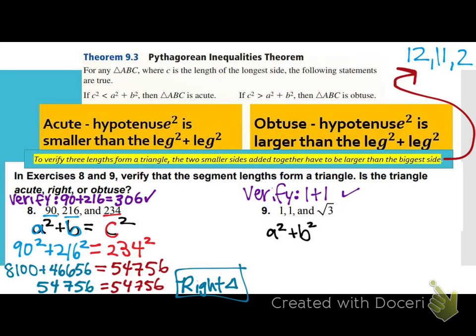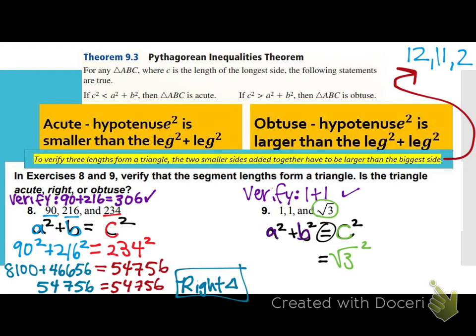So then we're going to use a squared plus b squared. And again, the equal sign is just sitting there as a placeholder, because these aren't going to be equal. Which of these is going to be c? The biggest side, which is the square root of 3. You don't need parentheses here because there's no number in front. It's when you have a number in front that you need parentheses. But we don't have one, so you can put one there if you want, but you don't need to.